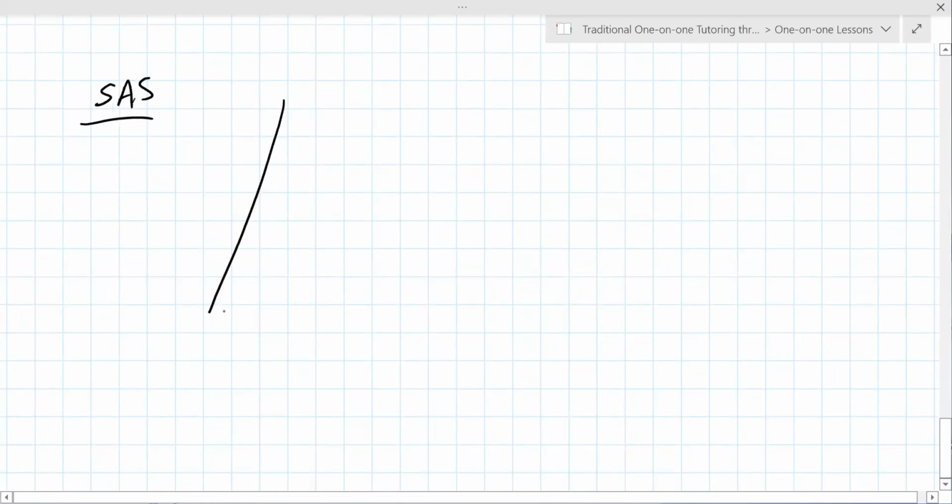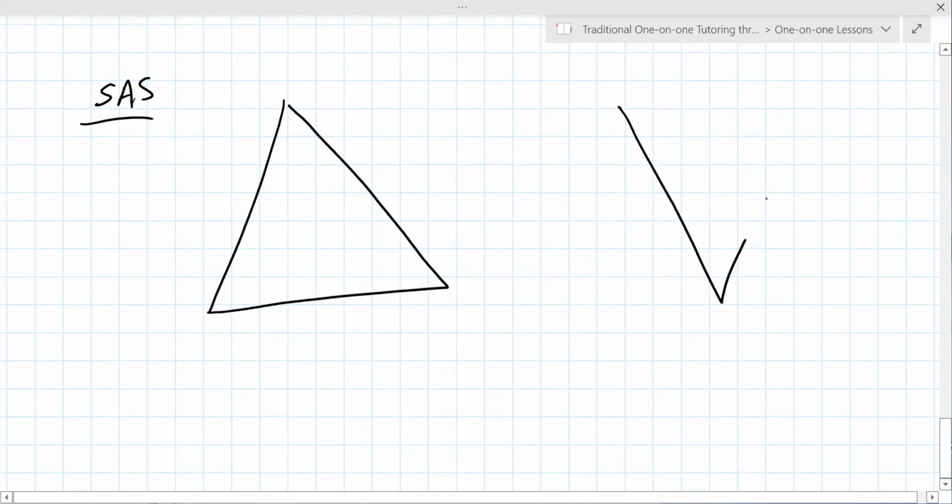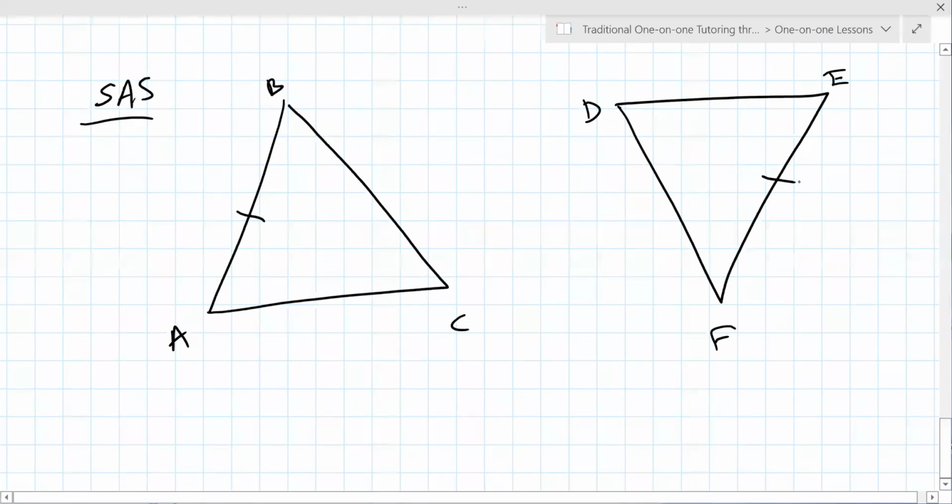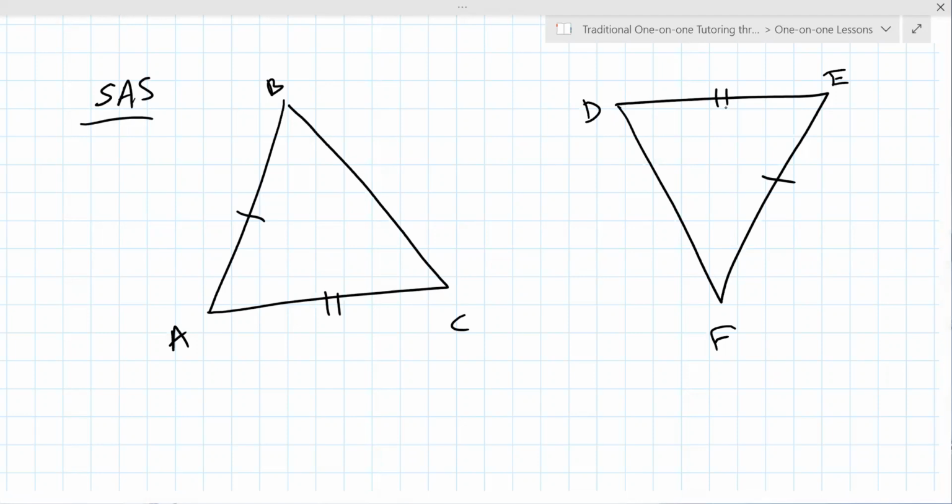Okay, so again, you don't necessarily know that the triangles would be oriented the same way. Let me label these A, B, C, D, E, F. I'm just picking them arbitrarily here. So here's the other one. This angle goes with this angle. Sorry, the side goes with this side. I guess I'd write A.